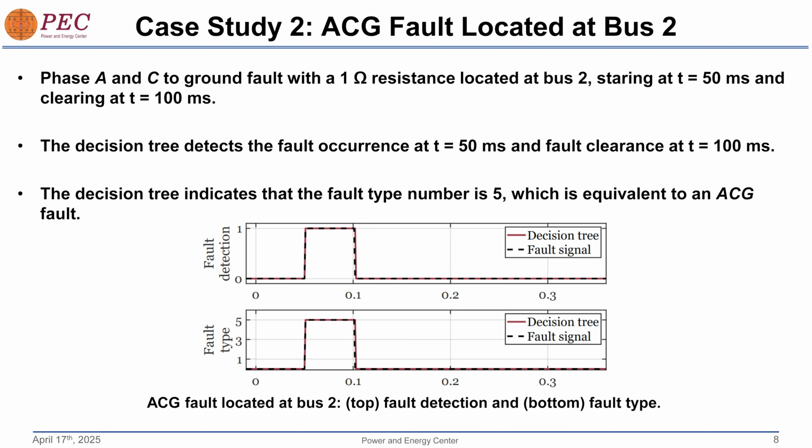Next, we'll look at an A and C to ground fault located at bus 2. Here again, you can see the model actually did even better than the first case that we were looking at, where the model tracks this fault almost exactly. And so if you notice on the fault type plot down there at the bottom, the fault type immediately goes to 5, which does correlate with an A to C to ground fault. So again, almost perfect performance here from the model.